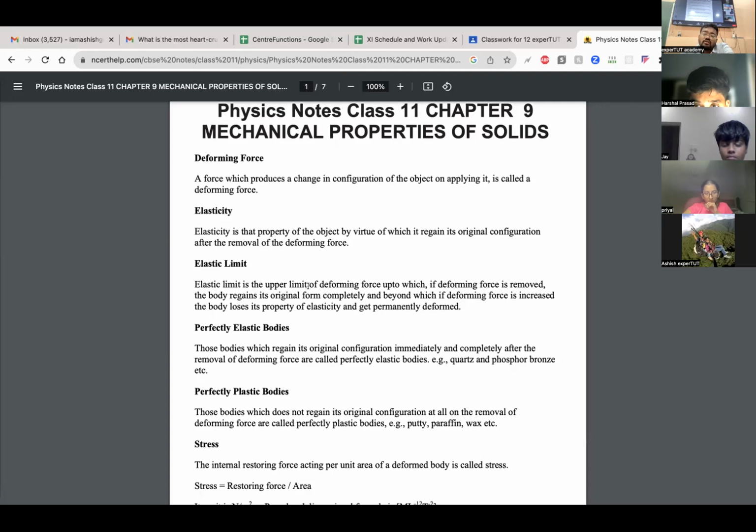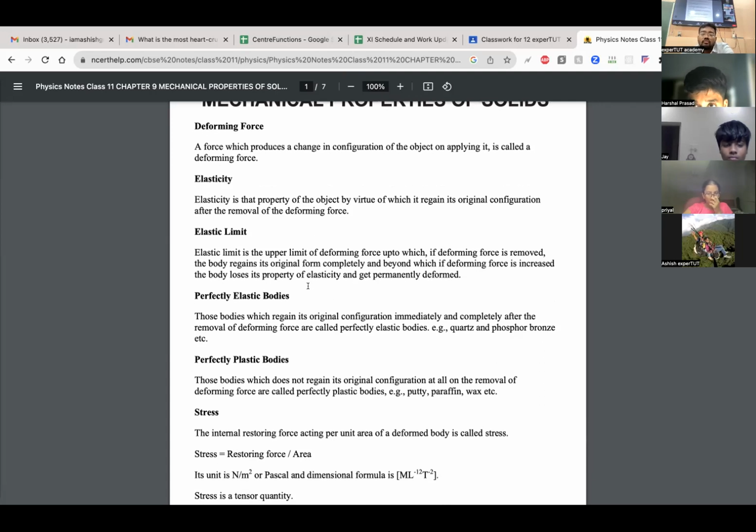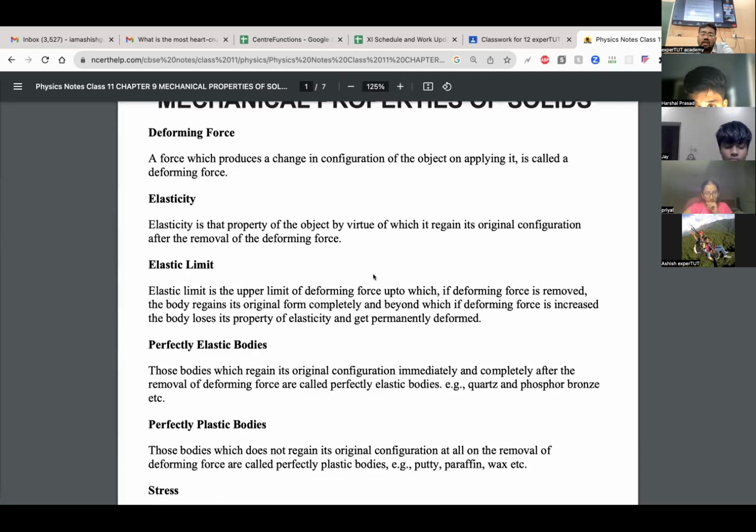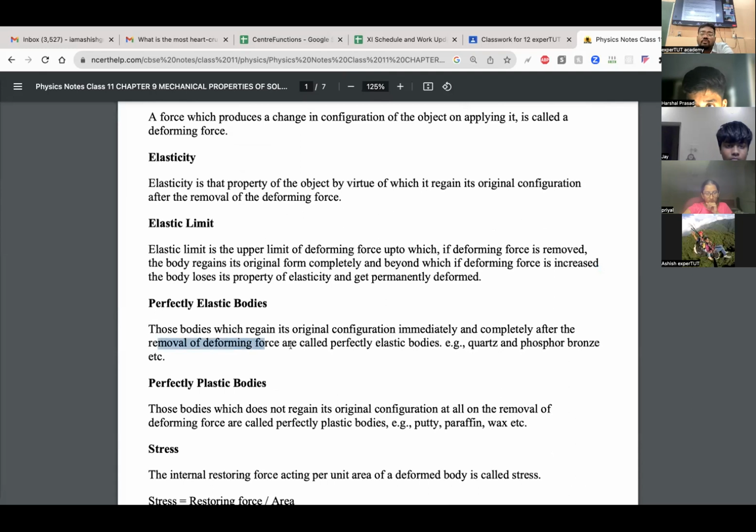Perfectly elastic body: if they regain their original configuration immediately and completely after the removal of the deforming force, okay? See, you have to remove the deforming force and then check whether the object is going back to its original shape and size or not. If it is going back very quickly and completely, it is called perfectly elastic. If it is not going back to its original shape and size, it is called plastic.